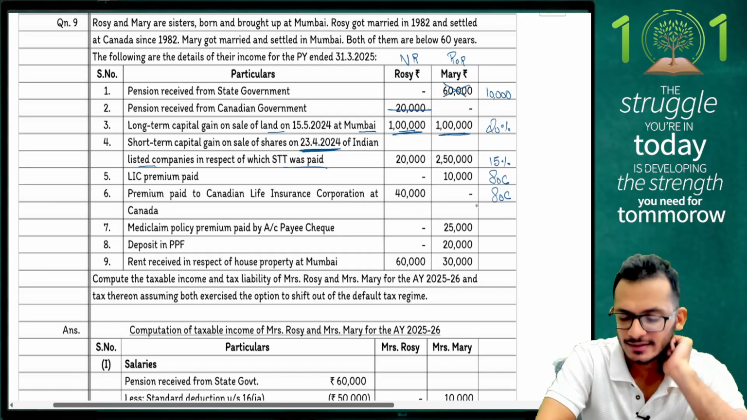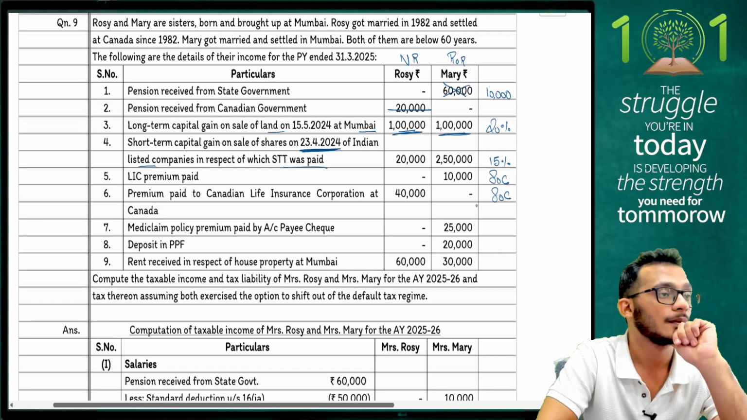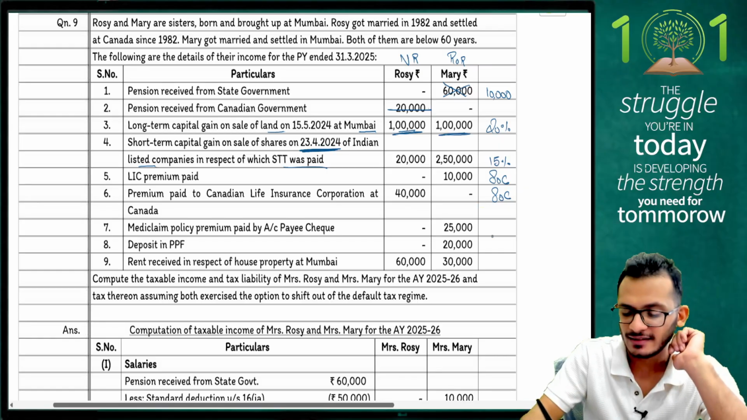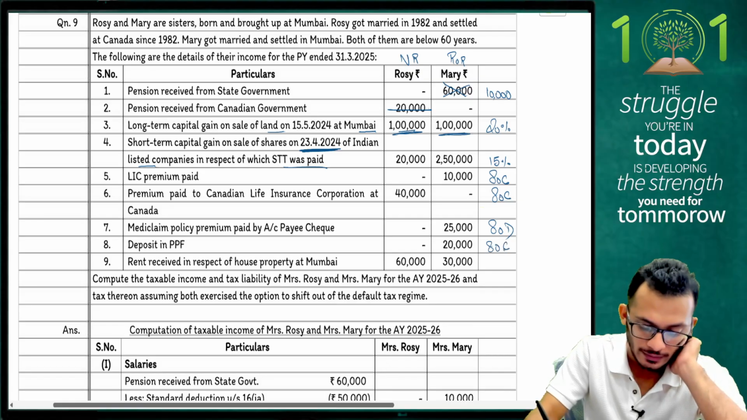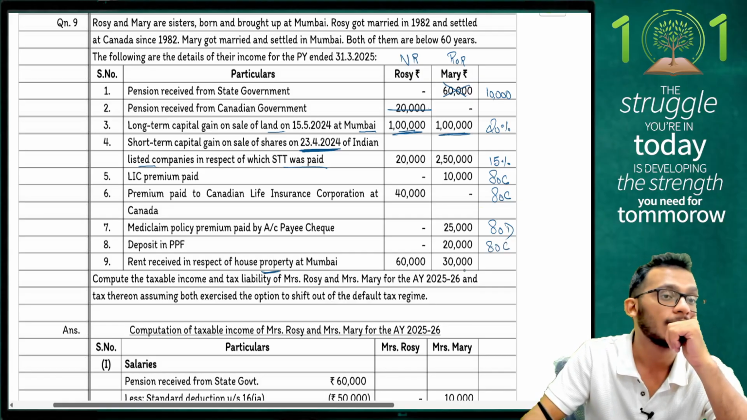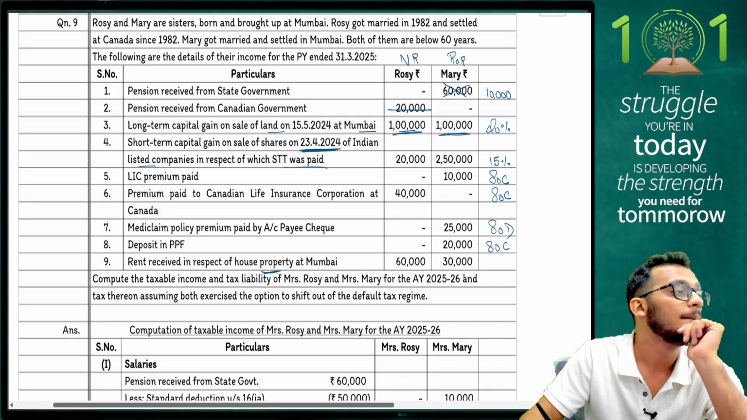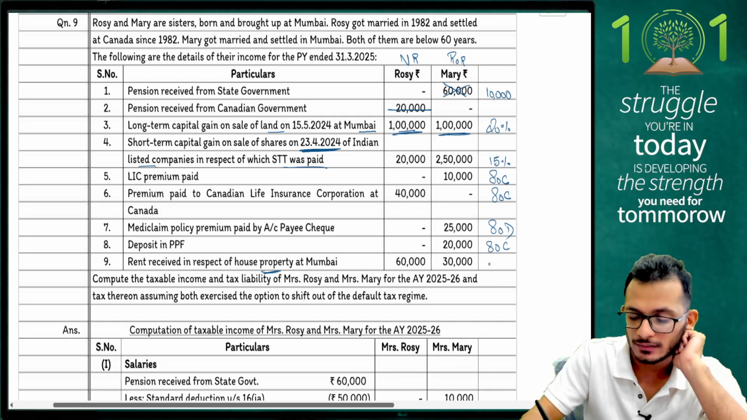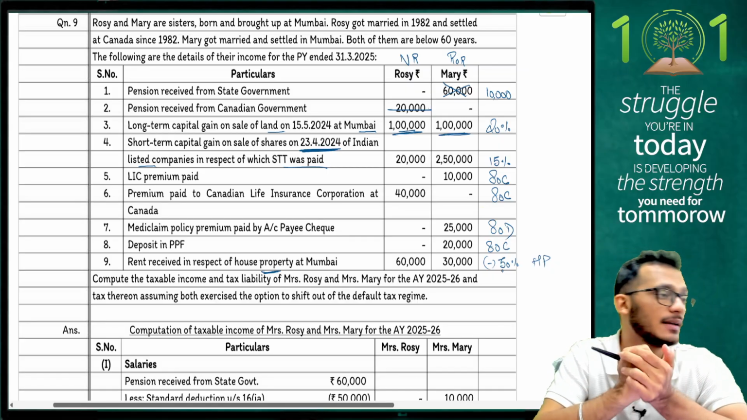So therefore it is claimed as 80C. Next, I have a mediclaim policy paid by account payee cheque, 25,000. Medical insurance, 80D, has a maximum limit. Deposit in PPF. Rent received in house property, HP. Standard deduction to be granted for HP again. That is what the question is.